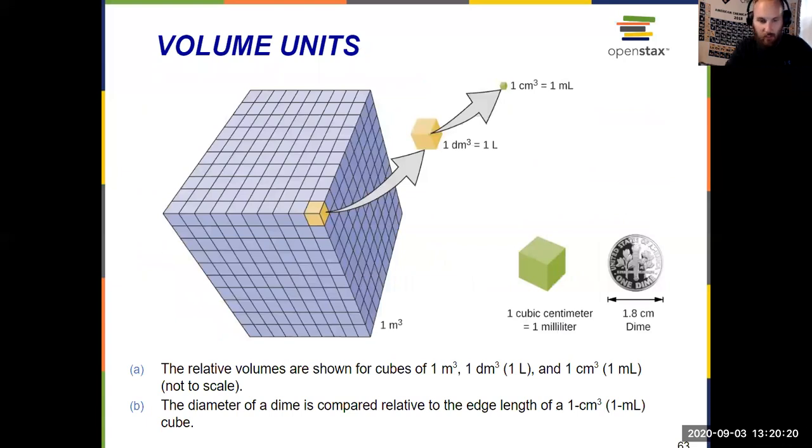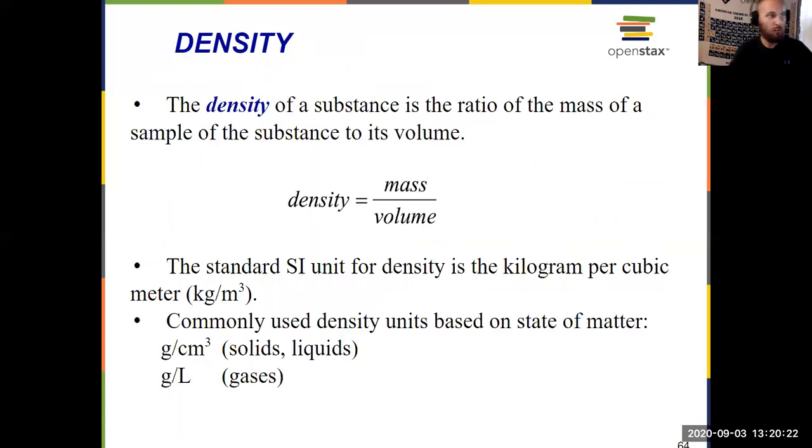And our last one is density. You should know by now that density is mass over volume. So if we use our standard SI units for mass and volume, the derived unit for density is kilogram per meter cubed. That's not very convenient to use. So we typically see grams per cubic centimeter, or grams per liter for gases. We'll see that in chapter 9. And of course, grams per milliliter, because that would be the same value for density as grams per cubic centimeter.